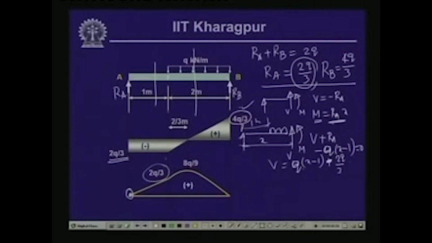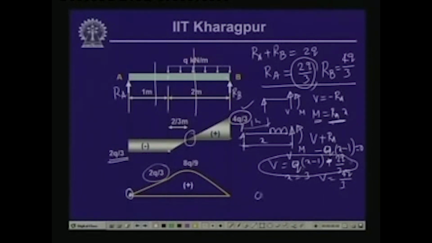Now, as you can see, at this point we had minus 2Q by 3, at this point we have plus 4Q by 3. When X is equal to 3, we have 2Q minus 2Q by 3, which is V equals 4Q by 3. So, it changes from minus to plus, so somewhere we will have a 0 value. Now, if we substitute the shear force value as equal to 0, then we can get the value of X.